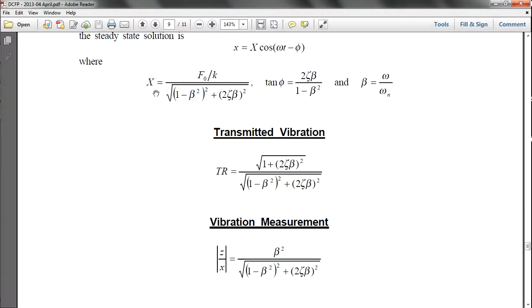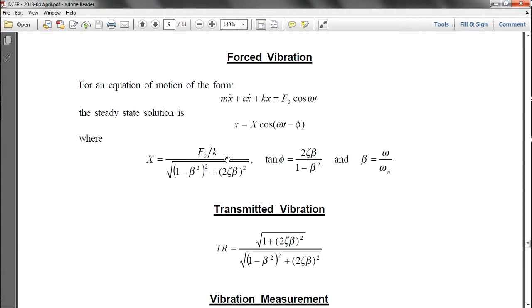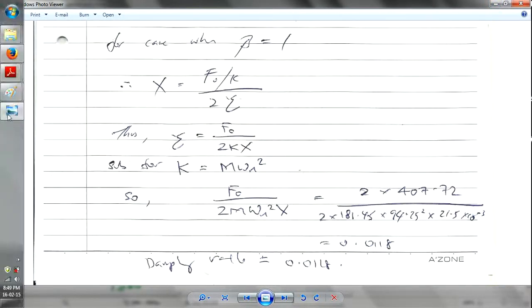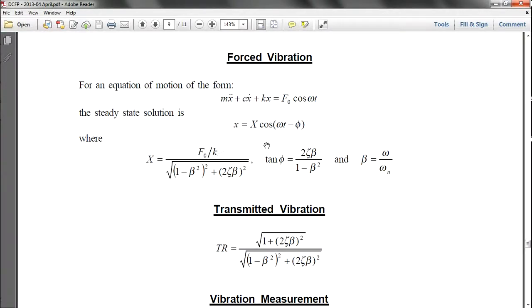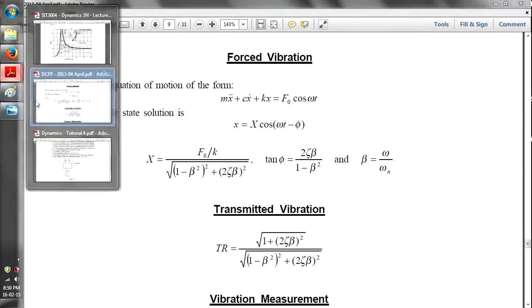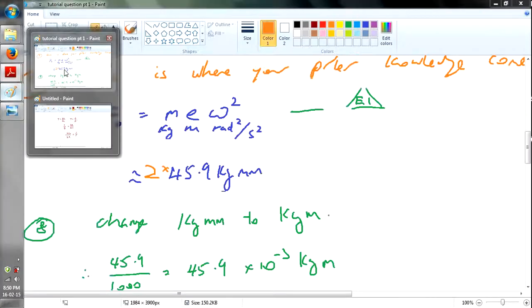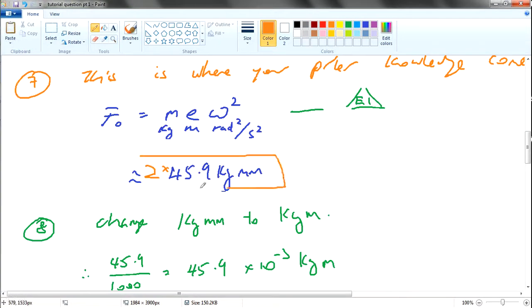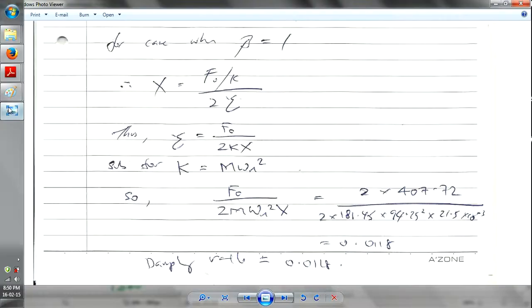I only use this formula, the one that we derived earlier for the forced vibration, because we know our forcing function already. In fact, this F0 is not the forcing function. This F0 is just part of the forcing function. This whole thing is the forcing function. So be very careful. Since we have that value as 2 times 45.9 kgmm, just straight away sub it in.